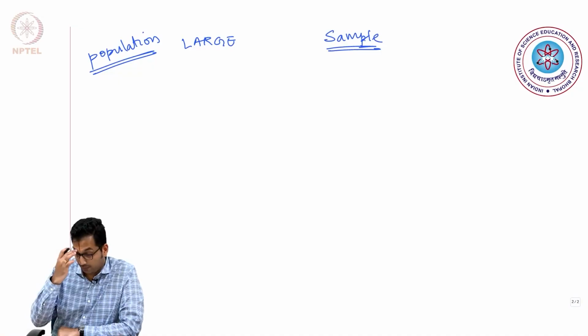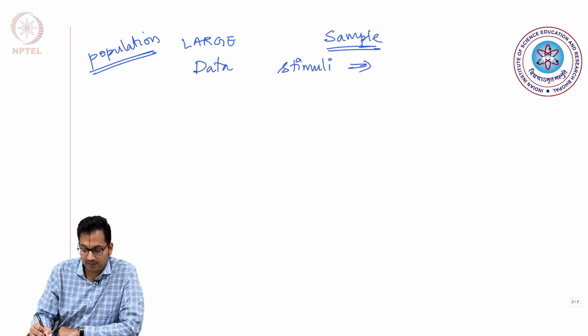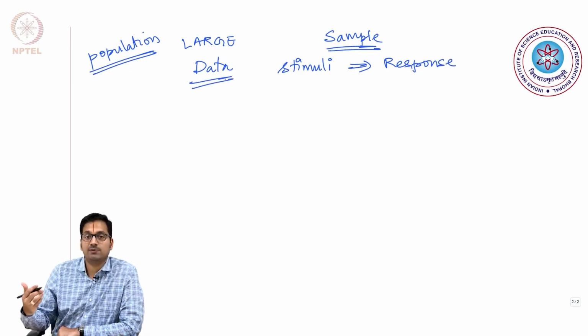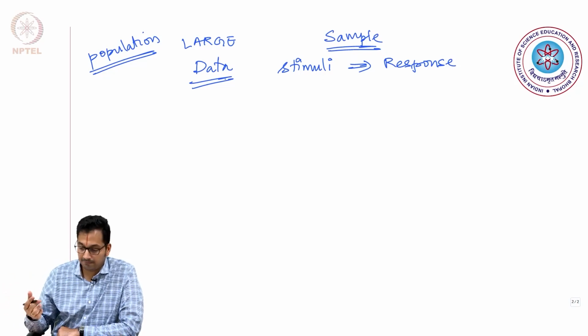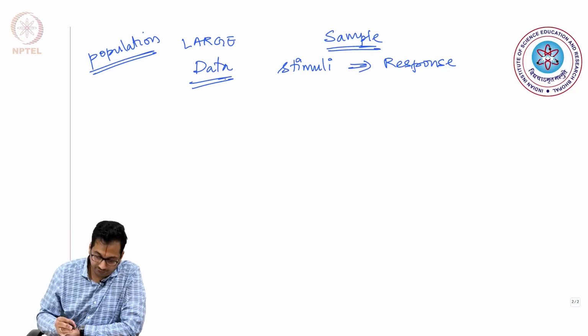So now let us say you are acquiring data. When you set up an experiment, you have a stimulus, meaning that you perturb the system, and then you get a response, and the response is what is measured in terms of data. It could be a spectroscopic technique, it could be a concentration measurement, it could be anything of that sort. Okay. So now when we have this data, we defined a few terms here.